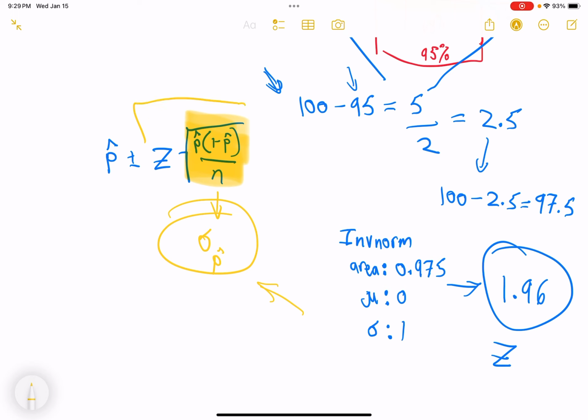But remember that this whole chunk here is called the margin of error. Margin of error. I'm supposed to practice my Chinese today. Ni hao ma. Okay, so that's what we're saying on slide 9.